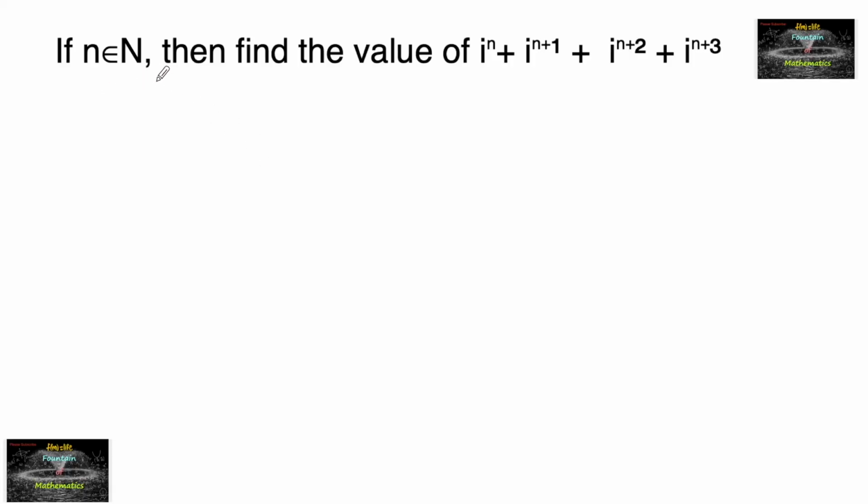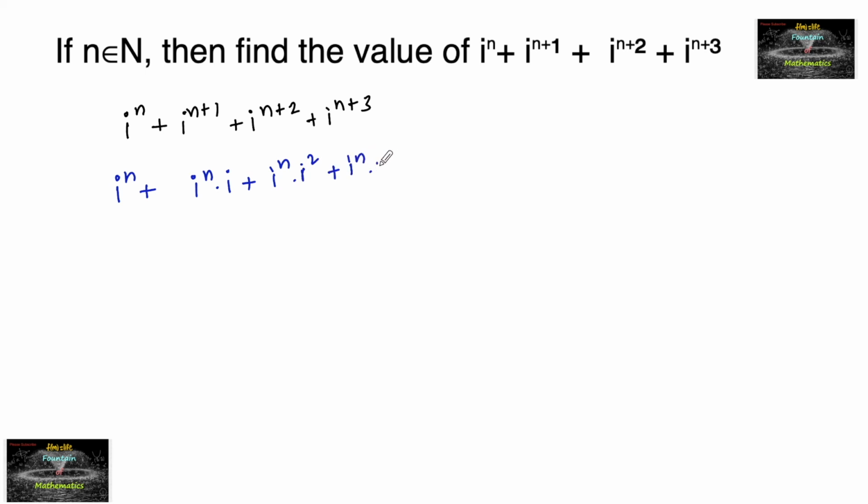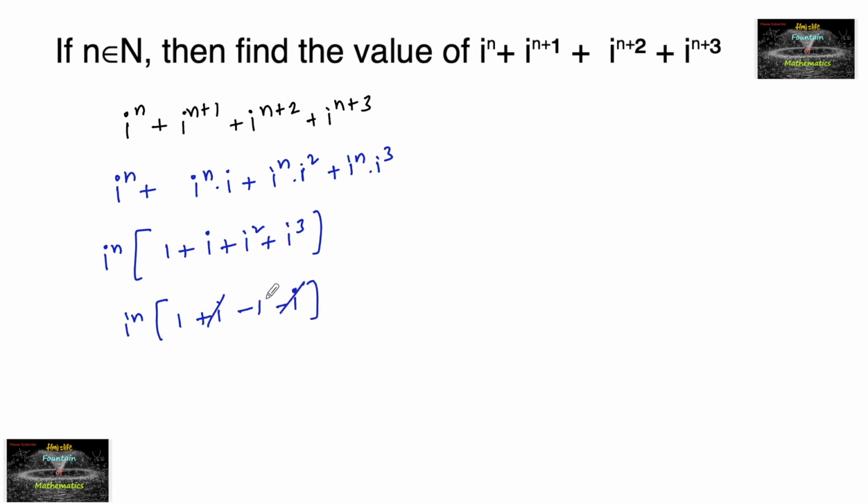If n belongs to natural numbers, then find the value of i to the power of n plus i to the power of n plus 1 plus i to the power of n plus 2 plus i to the power of n plus 3. So here we can write i to the power of n plus i to the power of n into i, plus i to the power of n into i square, plus i to the power of n into i to the power of 3. So we can take out i power n common. So we can add 1 plus i plus i square plus i power 3. So that is i power n times of 1 plus i, plus i square is minus 1, i power 3 is minus i. So plus i minus i, plus 1 minus 1 get cancelled.